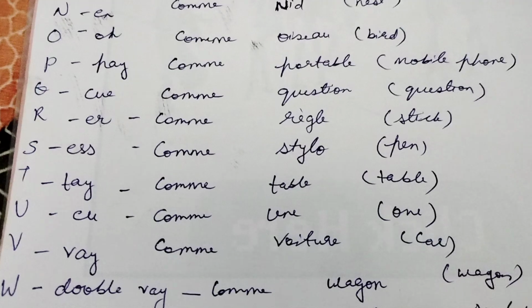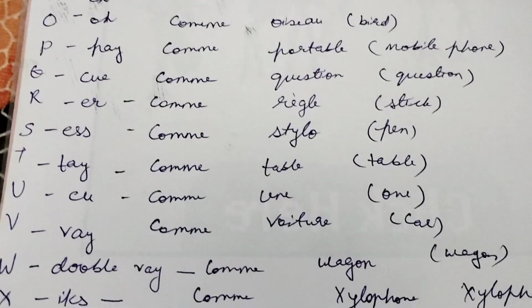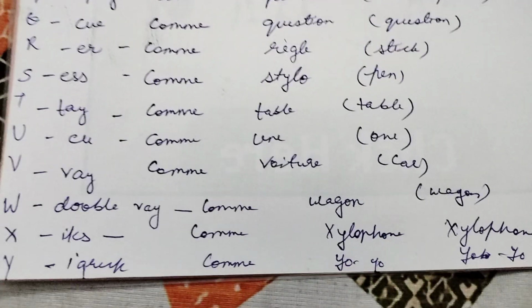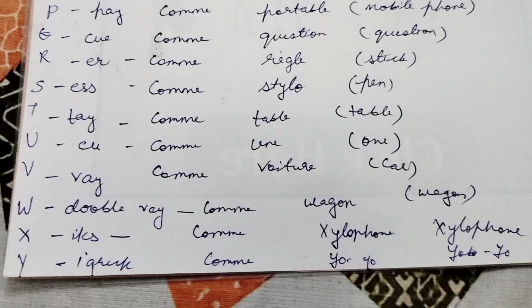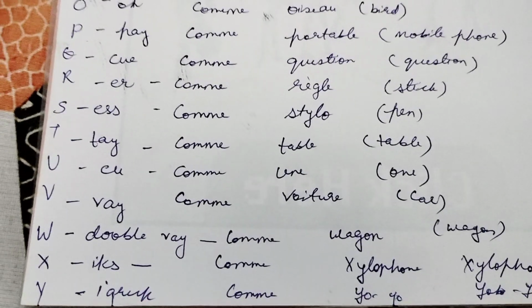U comme un, one. V comme voiture, car. W comme wagon, wagon. X comme xylophone, that is xylophone. Y comme yo-yo, this is the yo-yo again, same. Last we have Z. So Z comme zèbre.